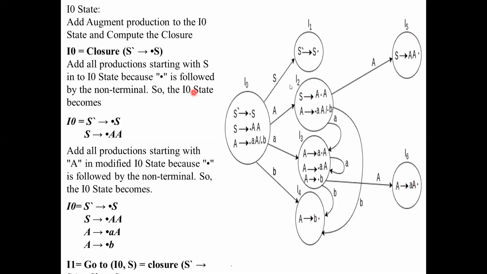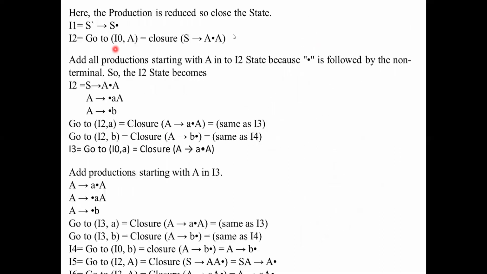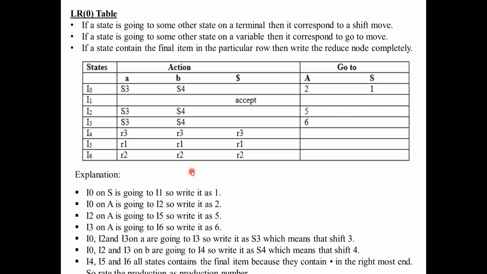Okay. Each and every part I write down in the next slide. If you have any problem, you just go through the statements, so you can easily understand each and everything. Here we write down each and everything: how to calculate the closure and how to calculate the go to part from one state to another state. Now the next part is how to construct the LR0 table.